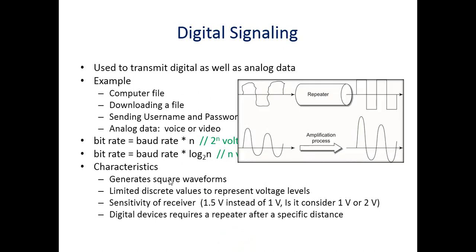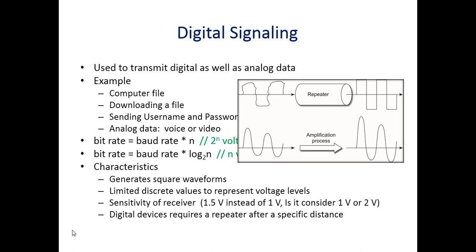Say for example the sensitivity of the receiver. Suppose I send data using 1 voltage, but due to an error in the communication channel, it is converted from 1 to 1.5. So it becomes difficult for the receiver to consider it as either 1 voltage or 2 voltage. If he or she considers it as 2 voltage, then it will create a problem.